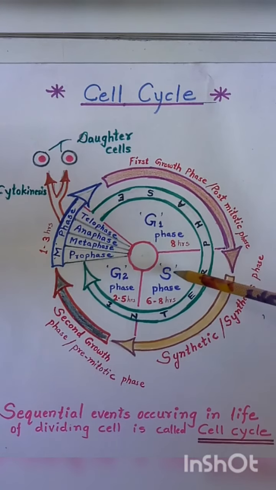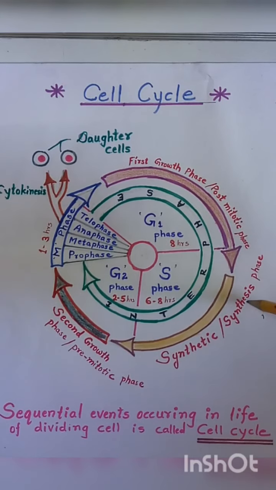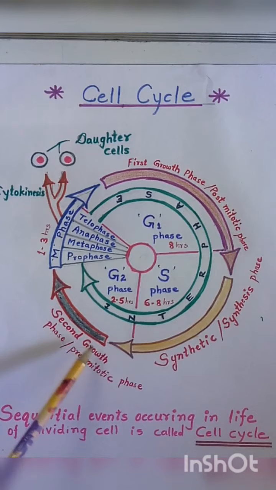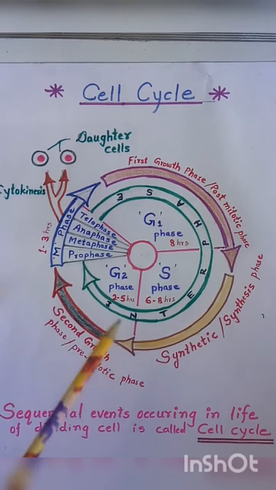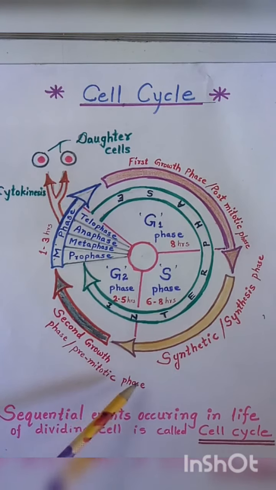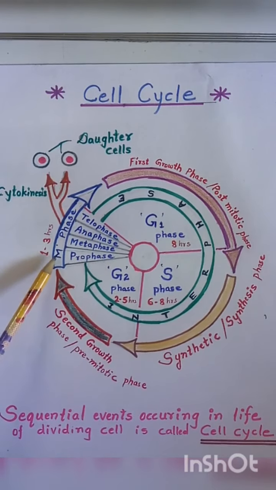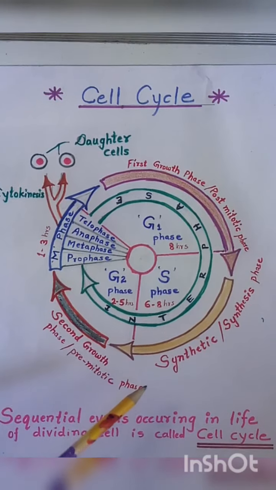S phase is called synthetic or synthesis phase, and G2 phase is called second growth phase or pre-mitotic phase. G2 phase is also called pre-mitotic phase because it takes place before M phase, that is mitotic phase, hence called pre-mitotic phase.